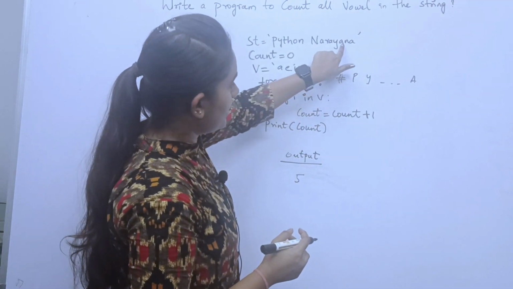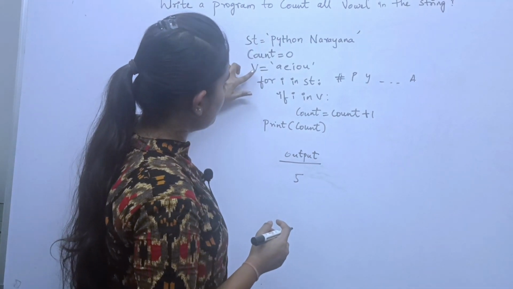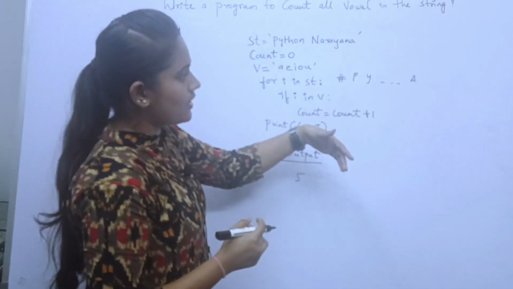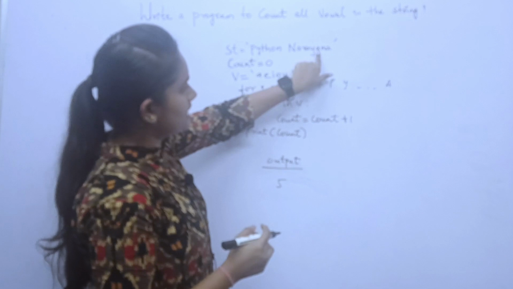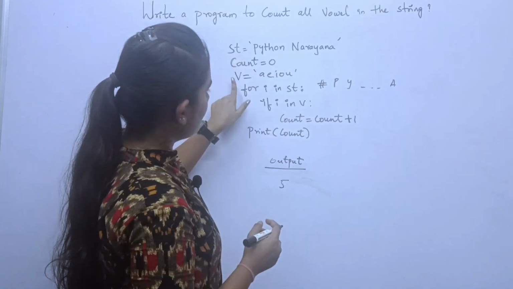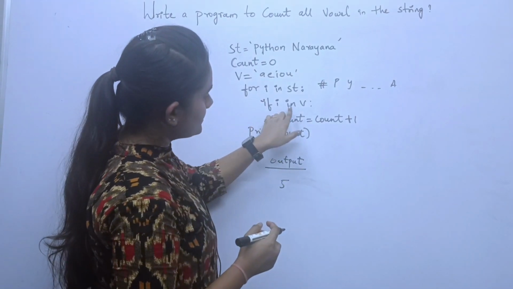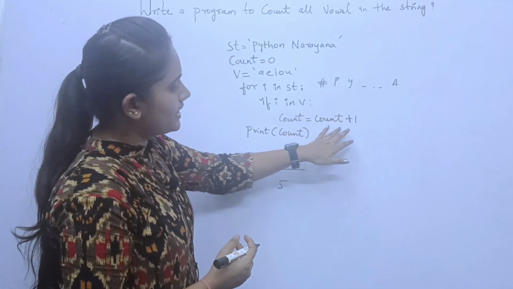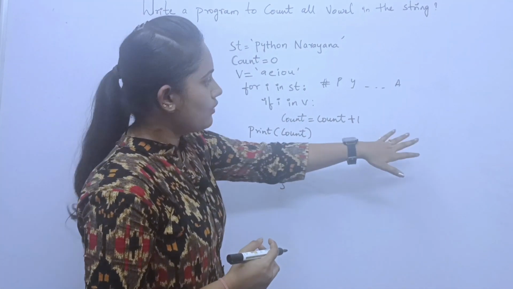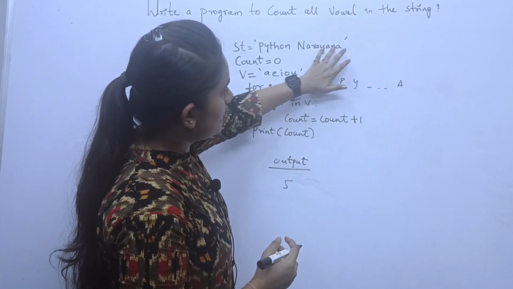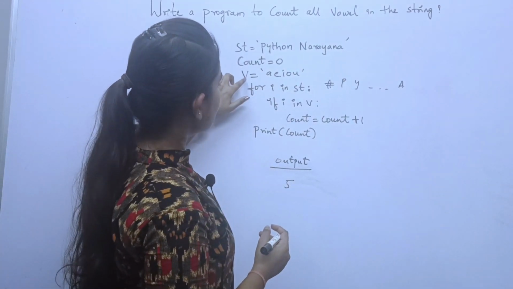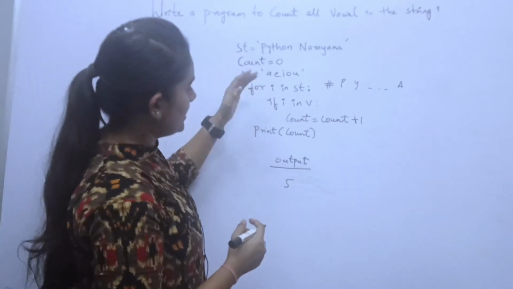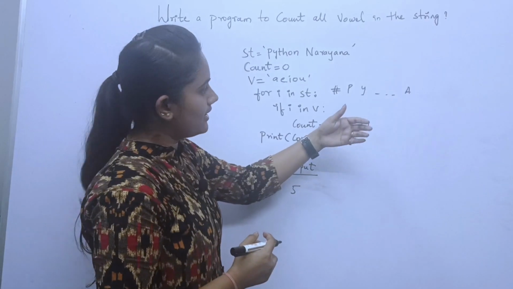Then we take N. N is not available in V, so the count is not increased. In the same way, we check the A character. A is available in V, so the count increases: 3 plus 1 equals 4. Then next time we take the N character. We check whether N is available in V or not. It is not available, so the count is not increased.